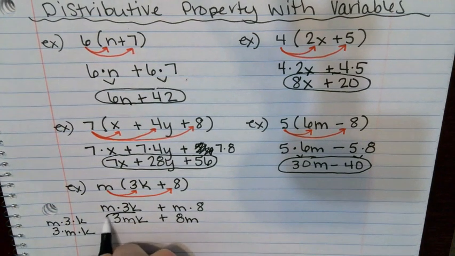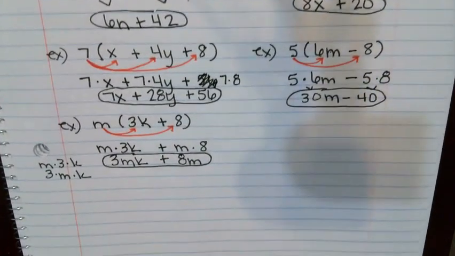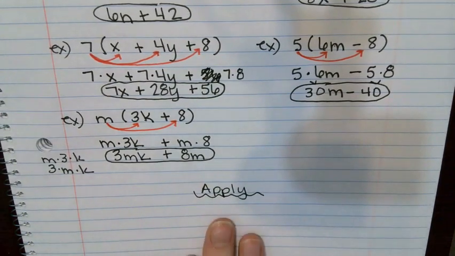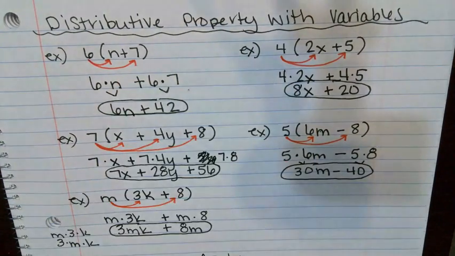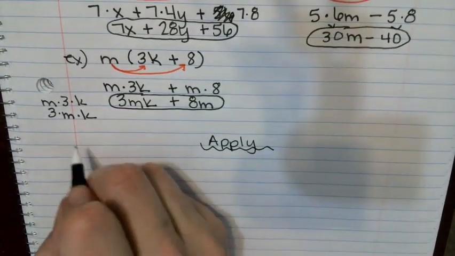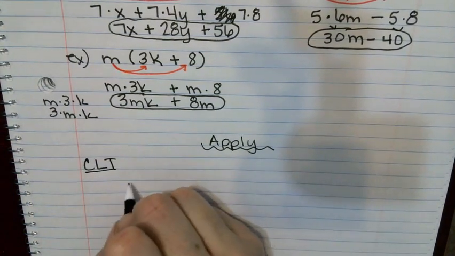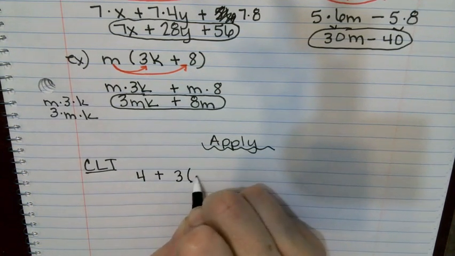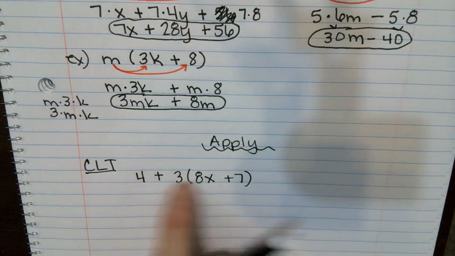Now this is a pretty advanced part of this skill. Now I want to apply it. We are going to combine like terms like we did on Monday, and this is how it's going to make sense for why we were doing this. Let's say you have the expression 4 plus 3 times 8x plus 7. I want to combine like terms.